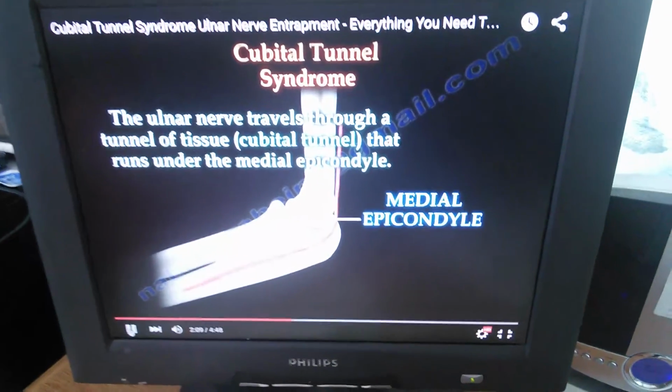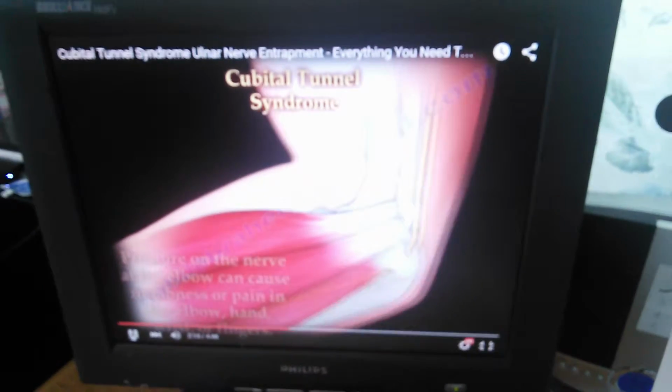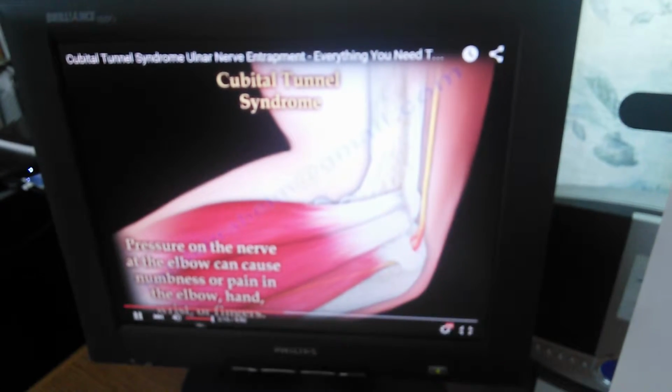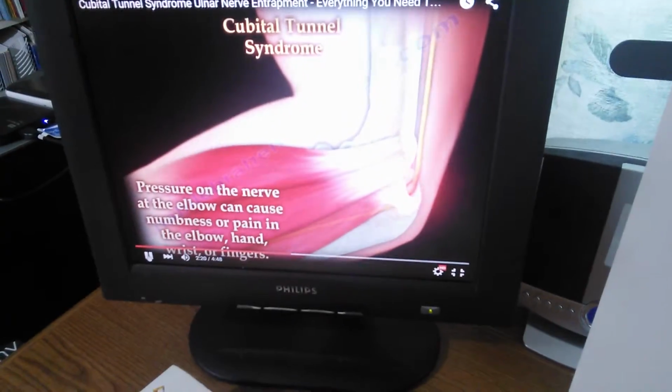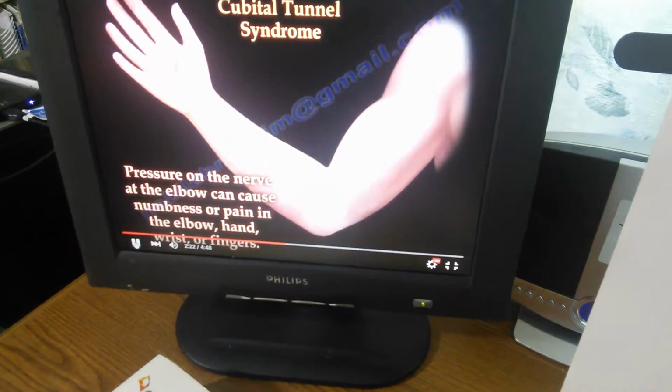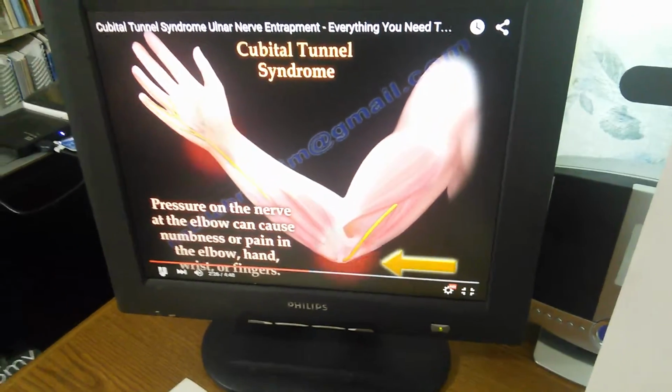This is the medial epicondyle that I was telling you about, and that is, you see, the inflammation of the nerve, that it becomes red because it passes to the epicondyle right there. Okay, that should be enough just to get an idea of what it is.